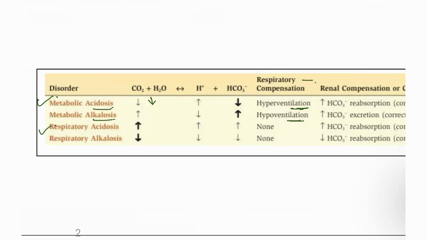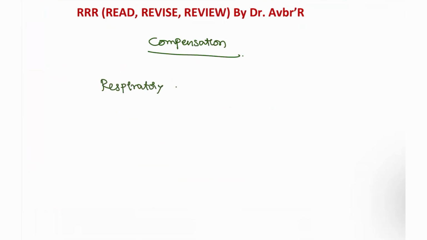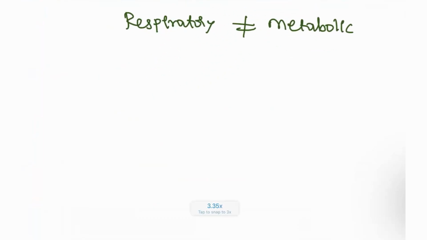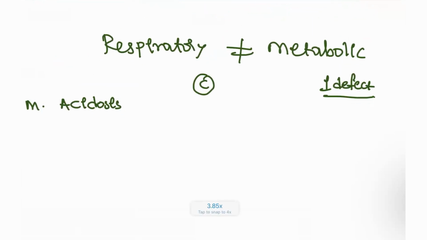Let's learn how we are going to see the compensation factor first. When I am talking about the compensation, for the respiratory it is going to be from the metabolic, and vice versa. First, according to the Winter formula, we are going to see metabolic acidosis, compensation, primary defect. How is it going to change? For example, in metabolic acidosis, there will be a decrease of CO2. For how much of the HCO3? For 1 HCO3, 1.3 of CO2 will be decreased.